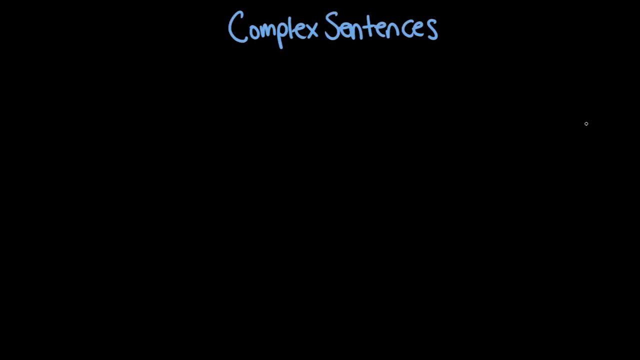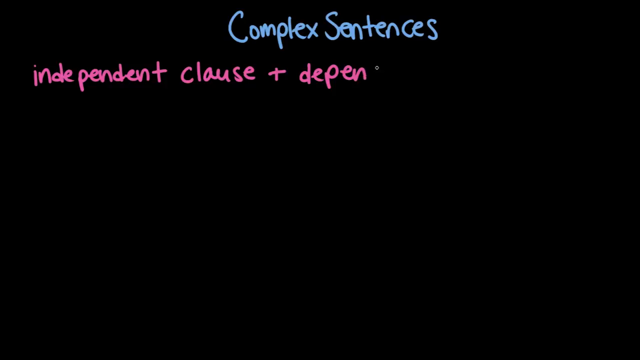So in this video, we're going to talk about complex sentences. We've talked in another video about simple and compound sentences. So that is like one independent clause or two independent clauses. And with a complex sentence, we're going to introduce something called a dependent clause. So a sentence needs at least one independent clause to function as a sentence. But with complex, we're going to add this dependent clause.